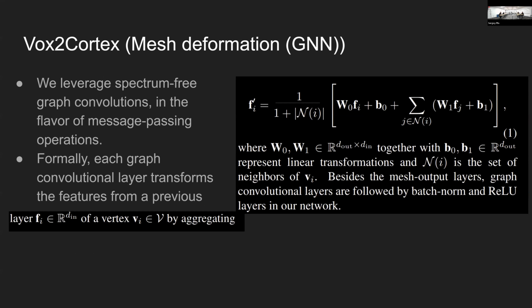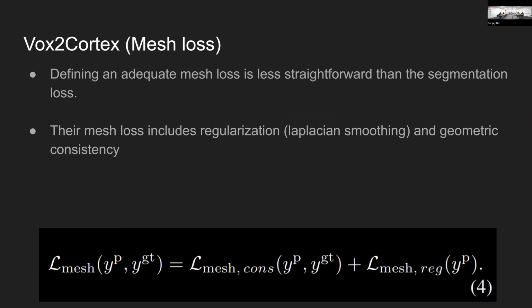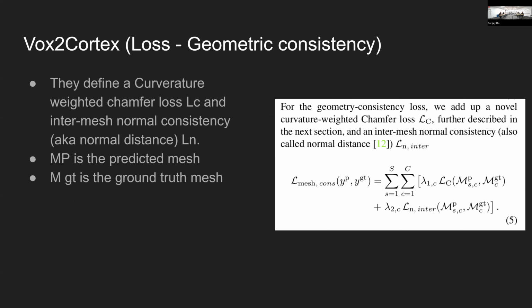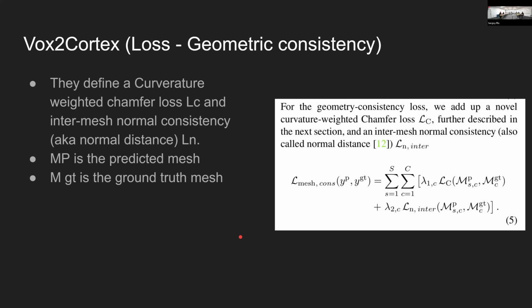Okay, so the loss, the geometric consistency. Going back one slide, the mesh loss has a regularization term which deals with smoothing, and a geometric consistency loss, which compares point clouds that are sampled from the triangular meshes. This doesn't go into it very much. It just declares that it's a chamfer loss.